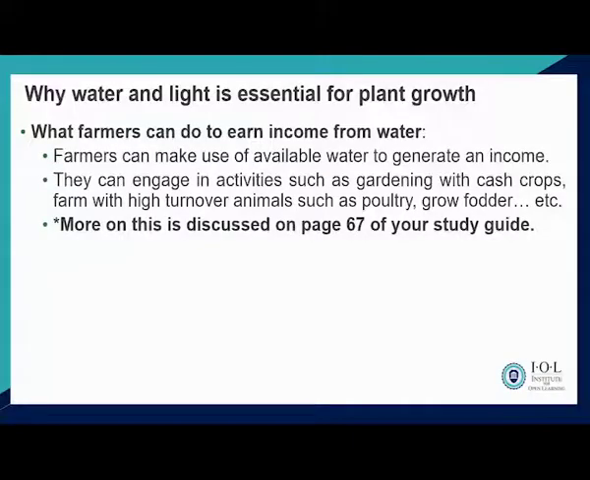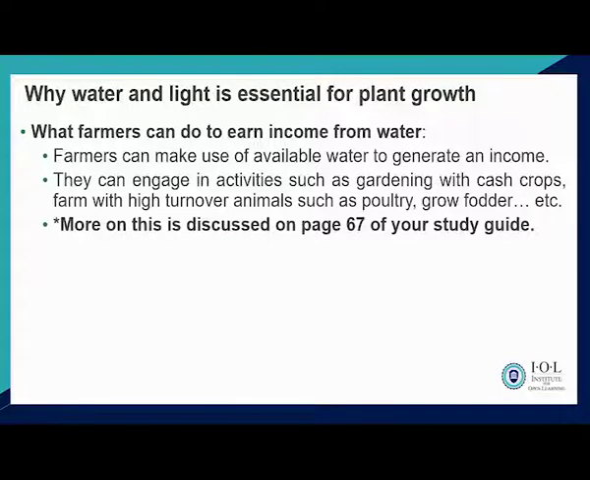So when it comes to water, now we have preserved water. What else can you do to earn an income from that water that you have collected? Maybe you practiced rainwater harvesting. As a farmer, you can also make use of the available water to generate some income. You can engage in activities such as gardening with cash crops, such as tomatoes, green peppers, onions, etc. These cash crops have high turnover, or you can also farm with high turnover animals such as poultry. You can also grow fodder. You can also engage in other economic activities.